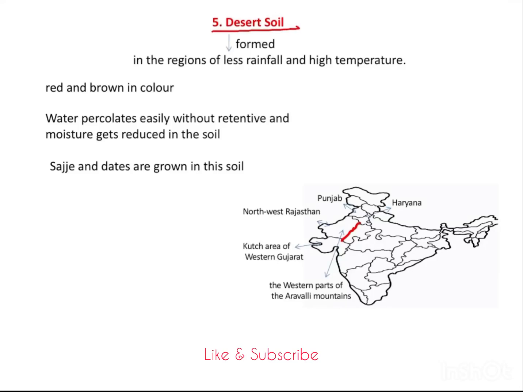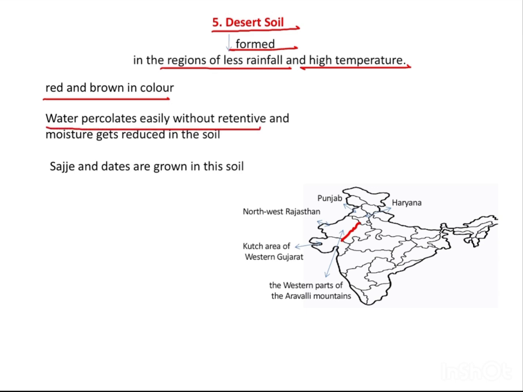Desert soil is formed in a region where rainfall is less and the temperature is high. Desert soil is red and brown in color, and water percolation is easy without being retained, so moisture gets reduced in the soil. That means the water goes into the soil easily without the soil holding the water. That is why the moisture in the soil gets reduced. Dates and bajra are grown in this soil.